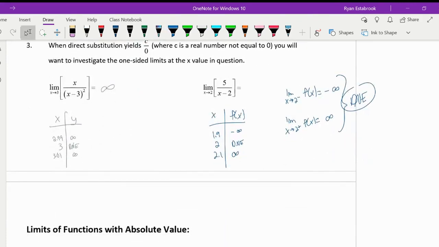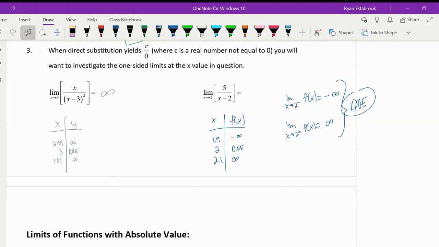All right, next example. So you plug something in and you don't get a direct answer. You don't get the indeterminate form of 0 over 0. You get some number over 0. So let's look at this first example. If we plug 3 in for x, you get 3 over 0.